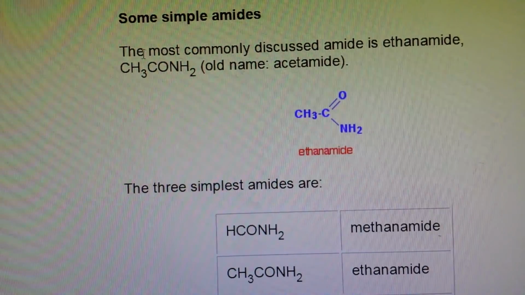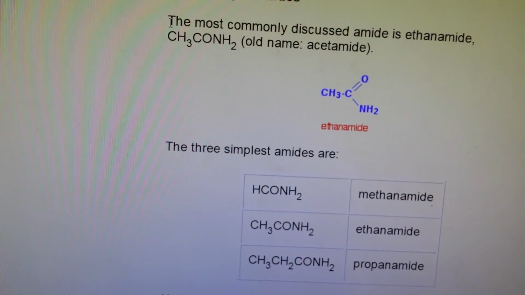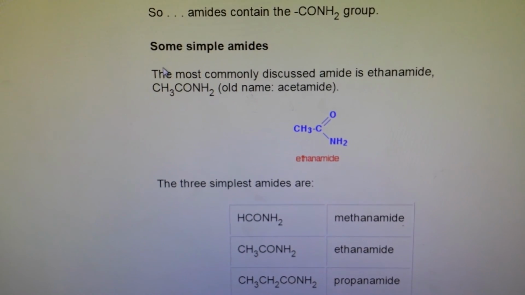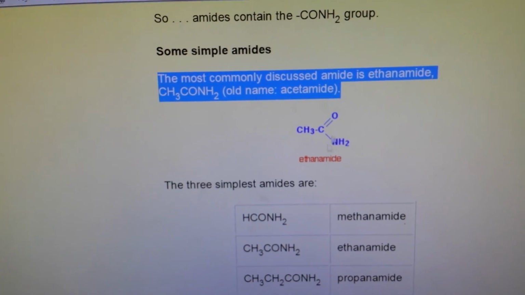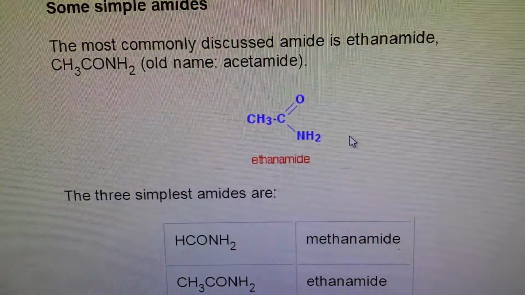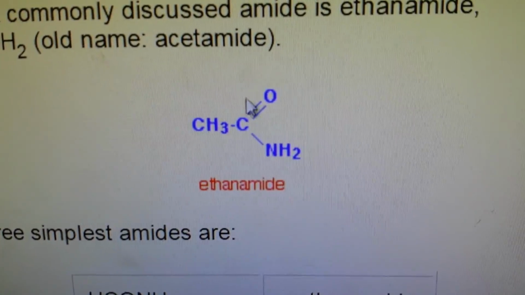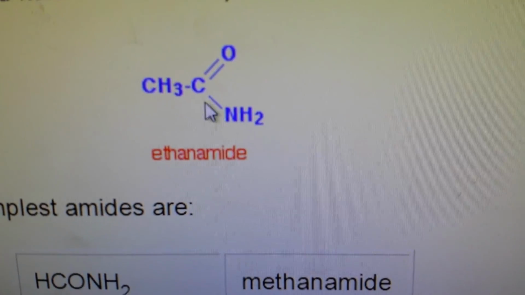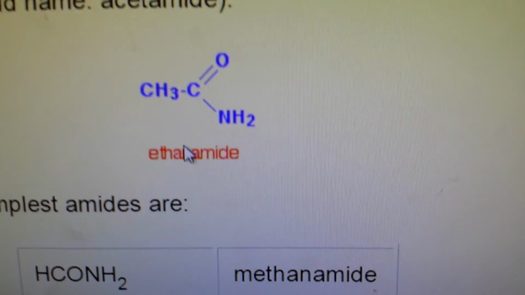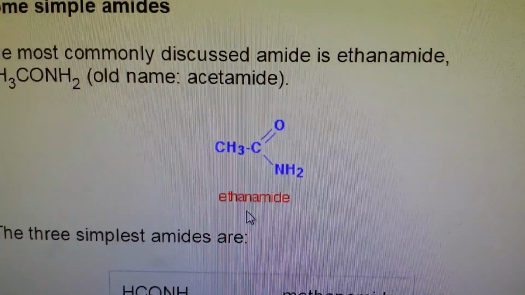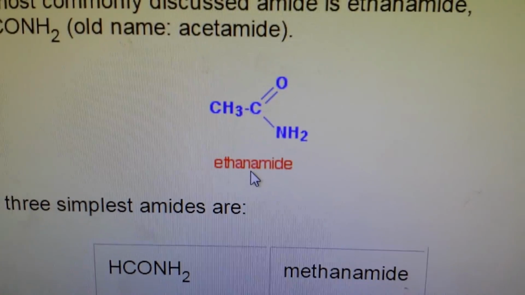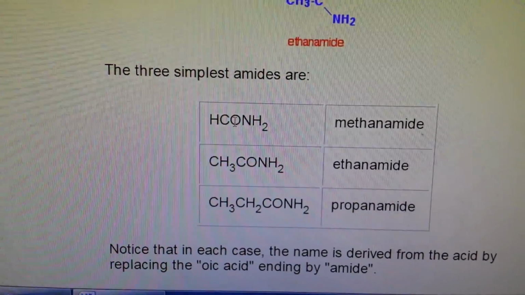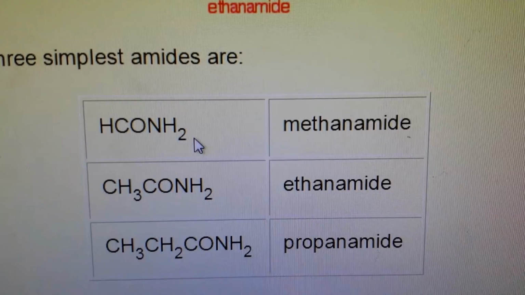The most commonly discussed amide is ethanamide. This is ethanamide. What you see here is 2 carbons, due to which we say this is ethanamide, with NH2. The 3 simple amides are these ones.